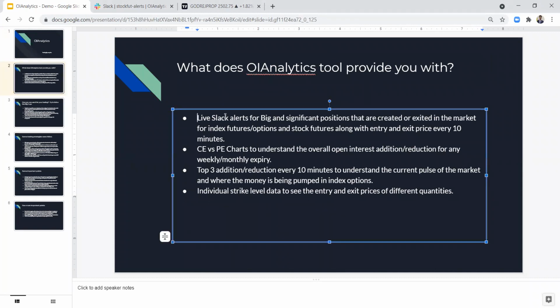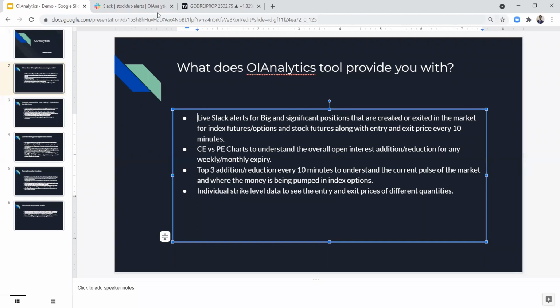So the first and very important feature of OIAnalytics is live Slack alerts for big and significant positions that are created or exited in the market, right? And we provide these alerts for all derivative segments except stock options. So we are considering that also, but at this point we don't have the stock option segment in this, right? And these alerts come every 10 minutes.